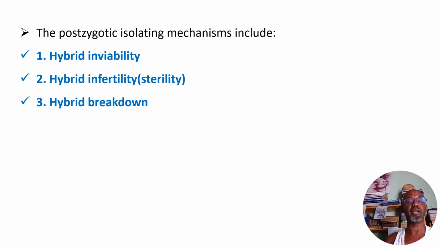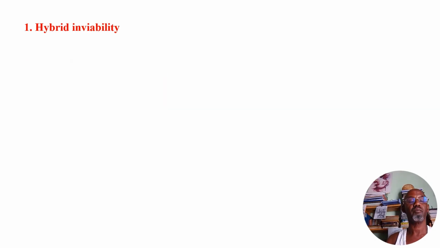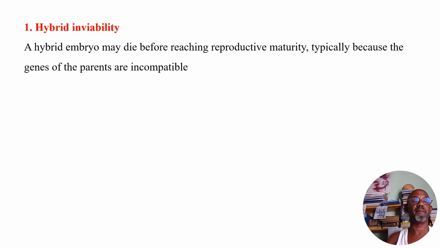3. Hybrid breakdown. You see, everything is hybrid. Hybrid refers to the offspring produced. Hybrid inviability, hybrid sterility or infertility, hybrid breakdown. Let's see one by one. Hybrid inviability: a hybrid embryo may die before reaching reproductive maturity. This is the case typically because the genes of the parents are incompatible.